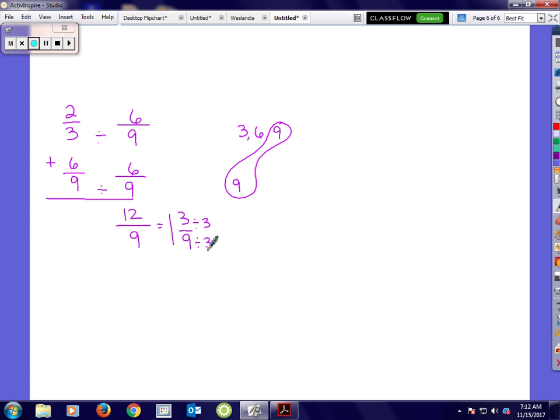Now, do you understand why I want you to square your final answer? So I have my 1 that stays the same. 3 divided by 3 is 1. 9 divided by 3 is 3. My final answer is 1 1/3.